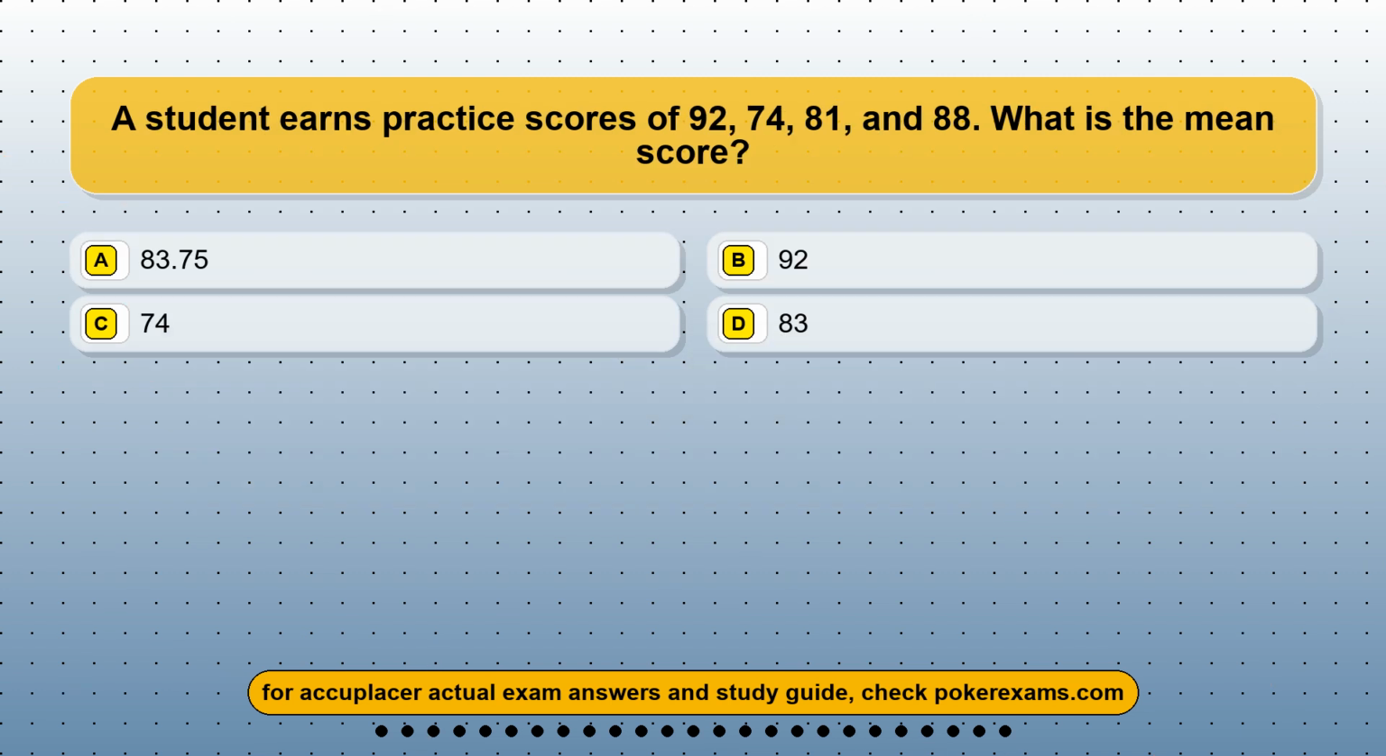Question 22. A student earns practice scores of 92, 74, 81, and 88. What is the mean score? Option A, 83.75. Option B, 92. Option C, 74. Option D, 83.